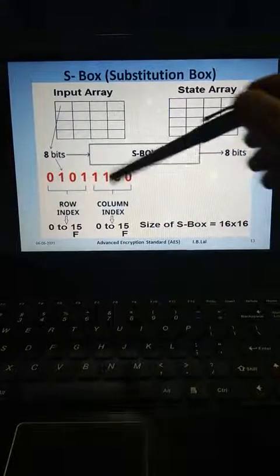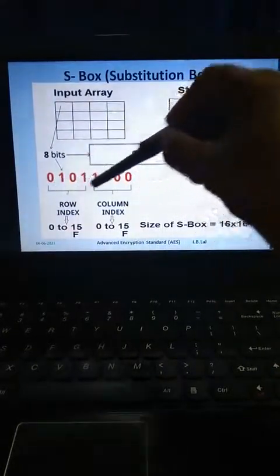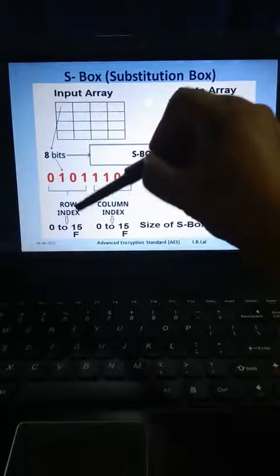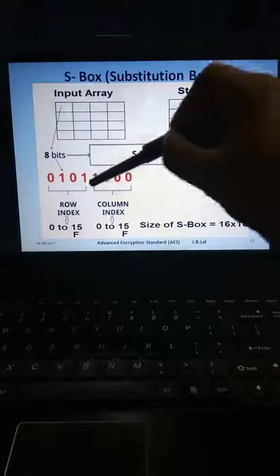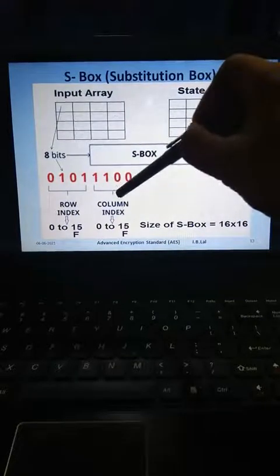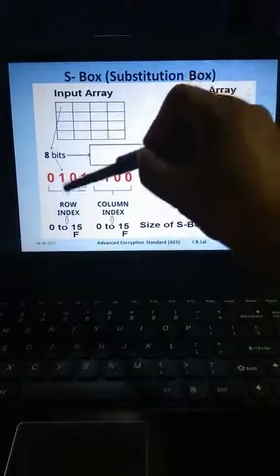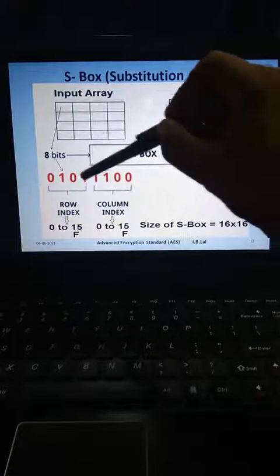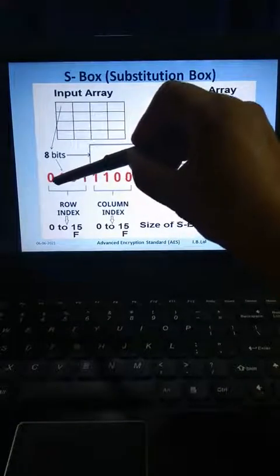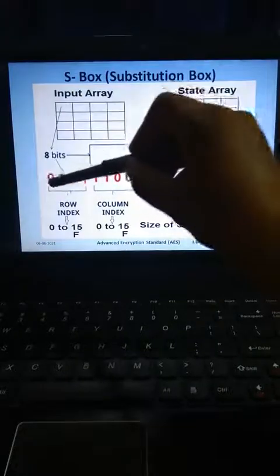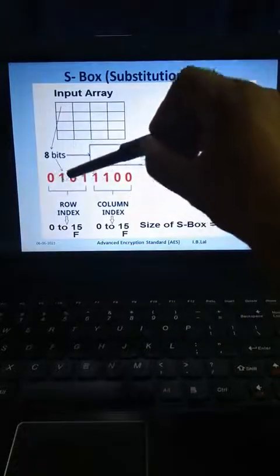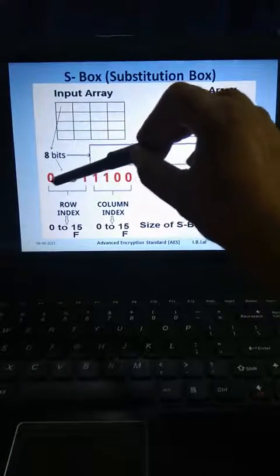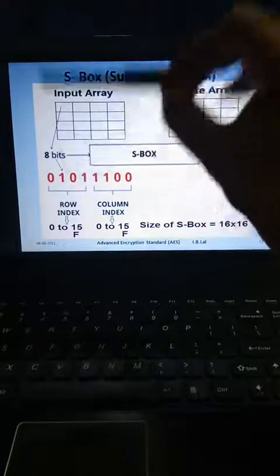Now how do we represent it? The first 4 bits are considered to be the row number, and the next 4 bits are considered to be the column number, right? So if we represent it as 0000, 0001, 0010, 0011, in this way we can find the final bits 1111, and that represents 15.